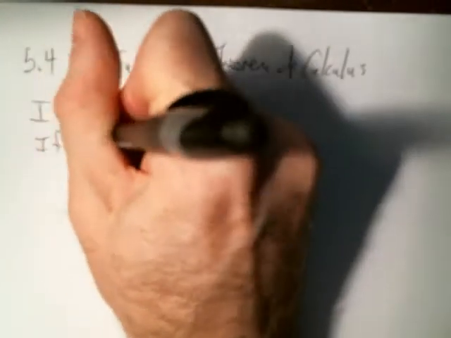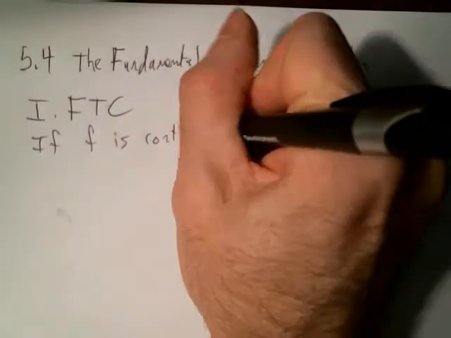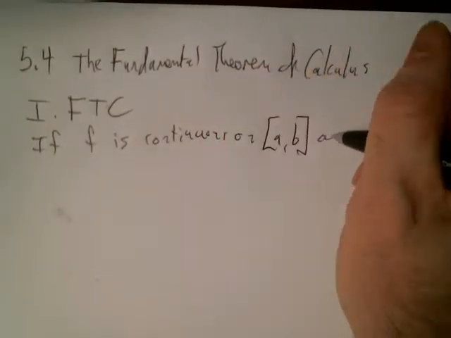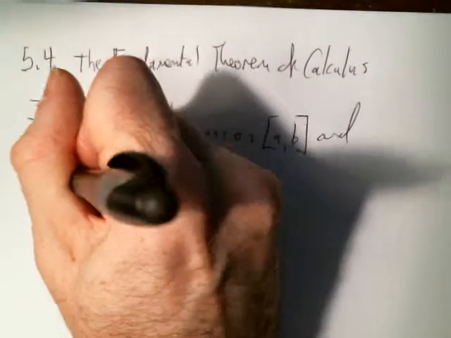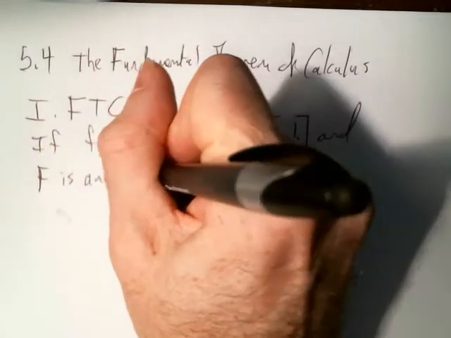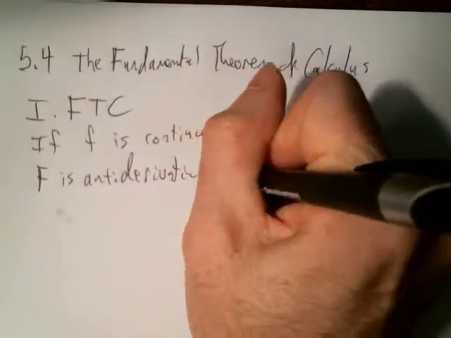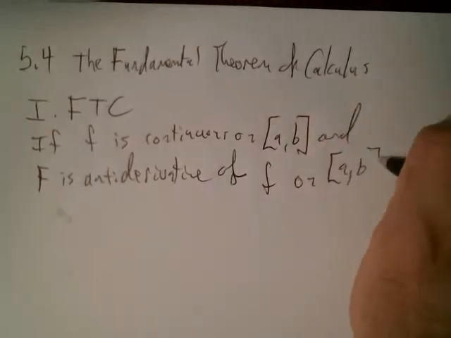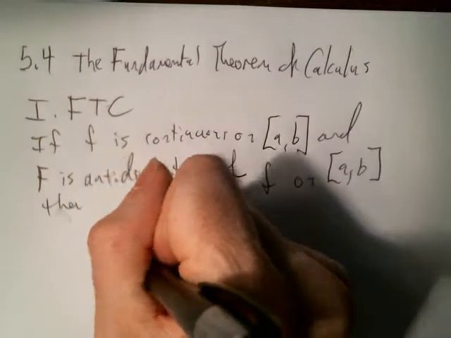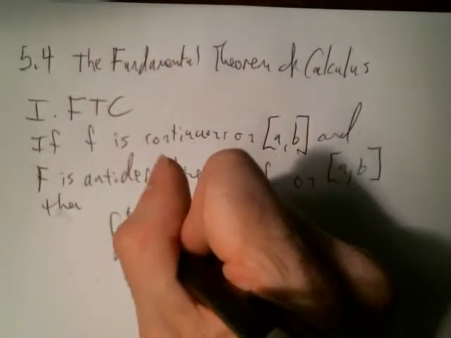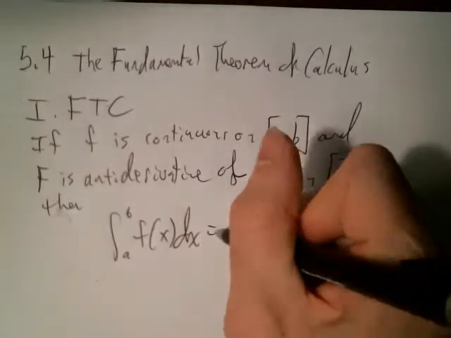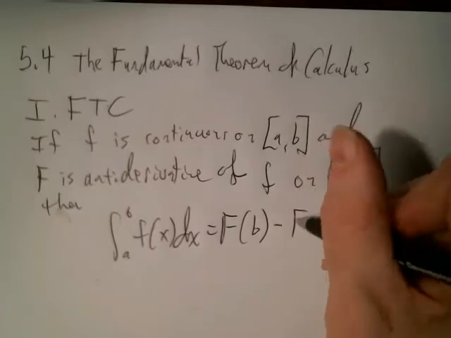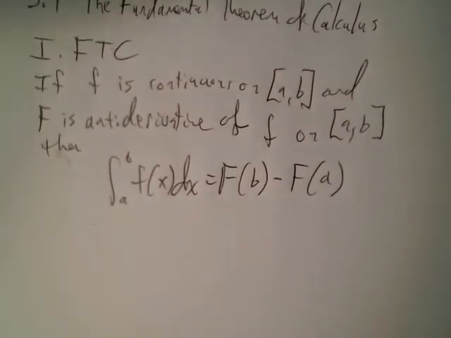If f is continuous on some closed interval, and big F is the antiderivative of little f on this closed interval, then we can figure out the definite integral of f of x dx by just evaluating the antiderivative at the limits of the integral, believe it or not.